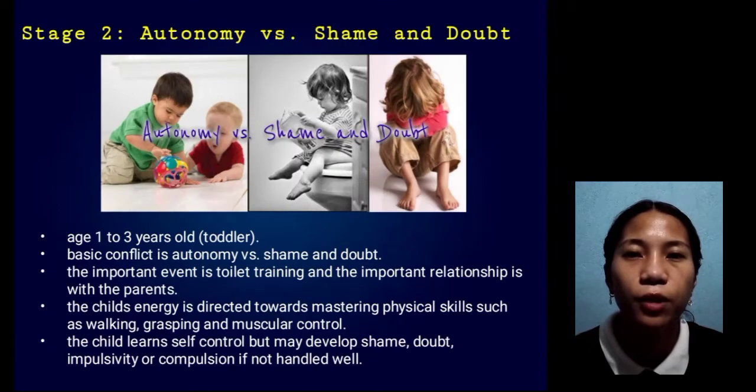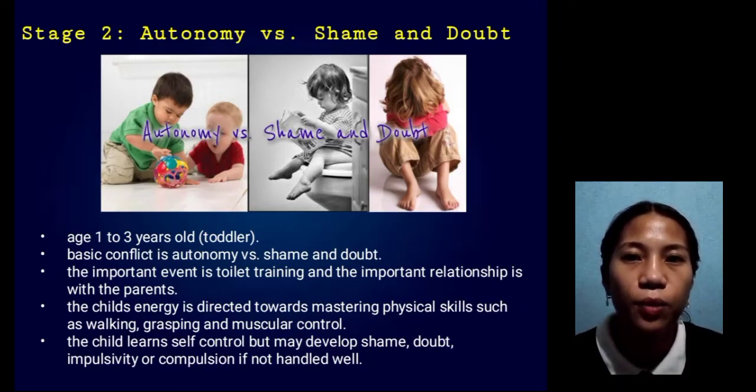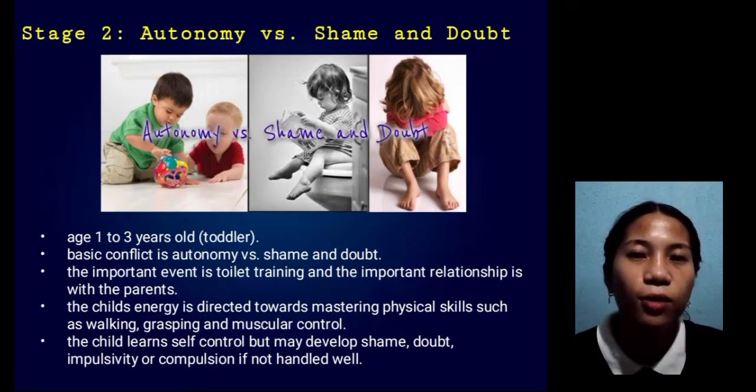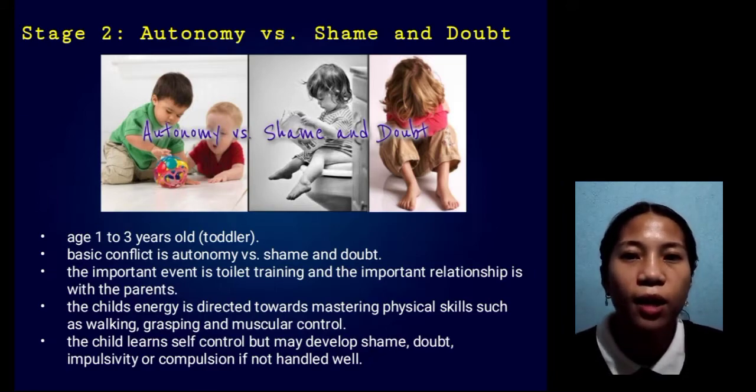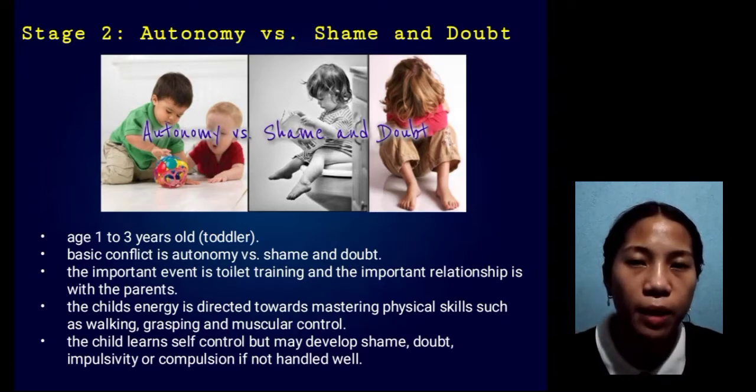Stage 2. Autonomy versus shame and doubt. Age 1 to 3 years old. Basic conflict is autonomy versus shame or doubt. The important event is toilet training, and the important relationship is with the parents. The child's energy is directed towards mastering physical skills such as walking, grasping, and muscular control. The child learns self-control but may develop shame, doubt, impulsivity, or compulsion if not handled well. The task is to achieve a degree of autonomy while minimizing shame and doubt.